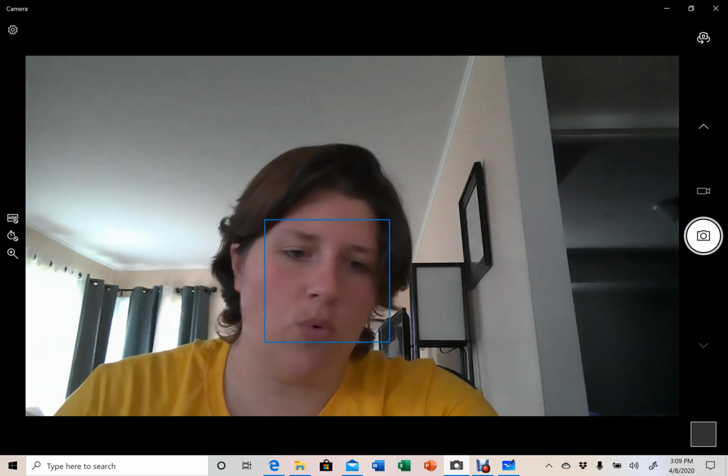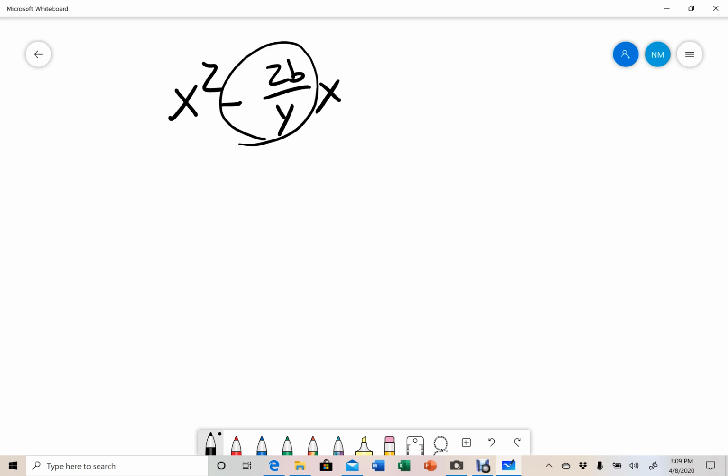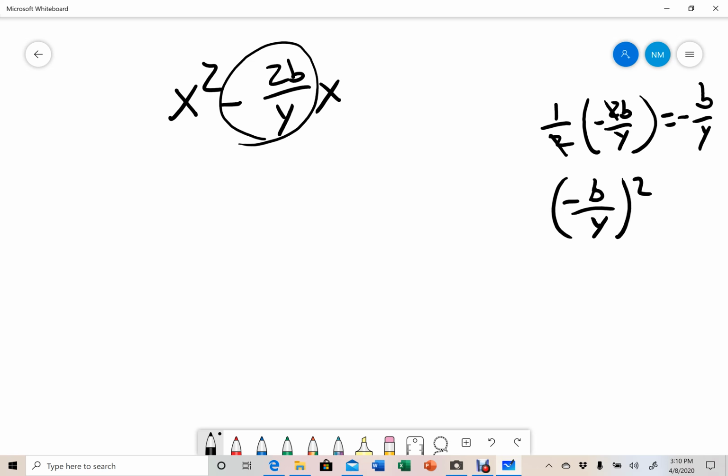Let me just do one more just to make sure we have this down here. I'll pick the hard one. Let's say I've got x squared minus 2byx. This is the term that I'm taking and finding what half of that is. So I have 1/2 times negative 2by. My 2's cancel out, leaving me with negative b over y. Then I square this. This is the term that goes back into my quadratic.